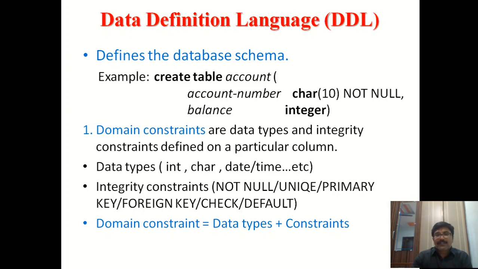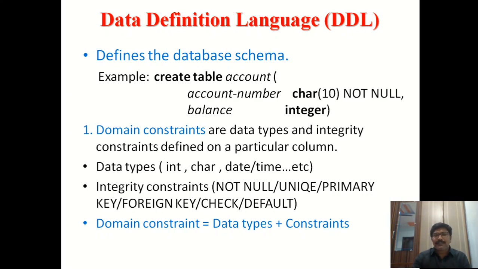So the data definition language can provide some features. The first one is domain constraints. Domain constraints always associate data types and integrity constraints. Data types means int, char, date, time, etc. And integrity constraints are not null, unique, primary key, foreign key, check, and default. These are the different integrity constraints.